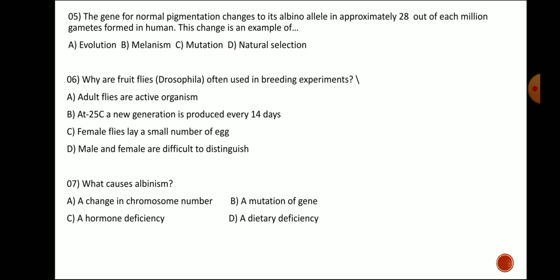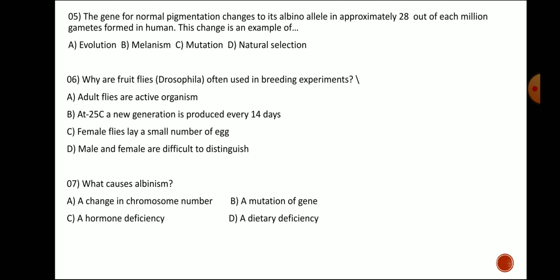Next question, the gene for normal pigmentation. So this question is repeated. The gene for normal pigmentation changes to its albino allele in approximately 28 out of each million gametes formed in humans. This change is an example of. The options are evolution, melanism, mutation, and natural selection. So its correct answer is mutation.